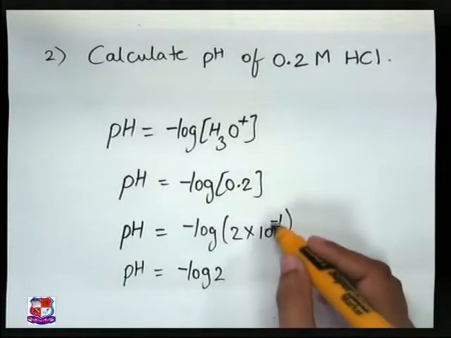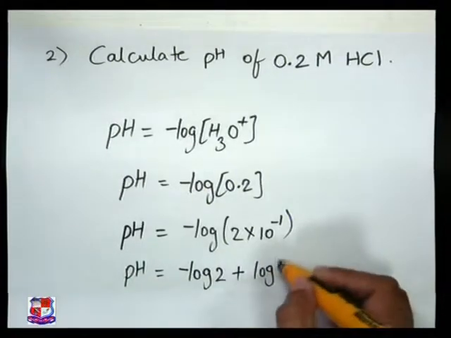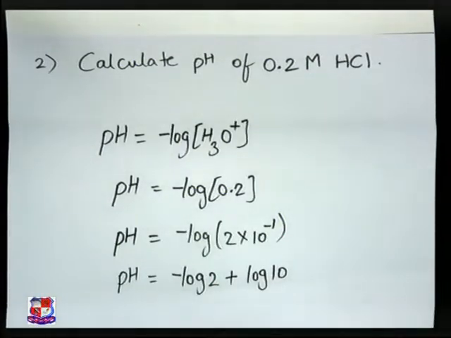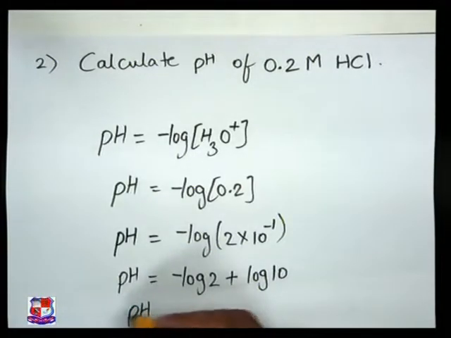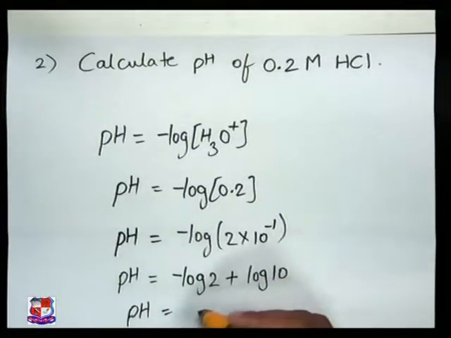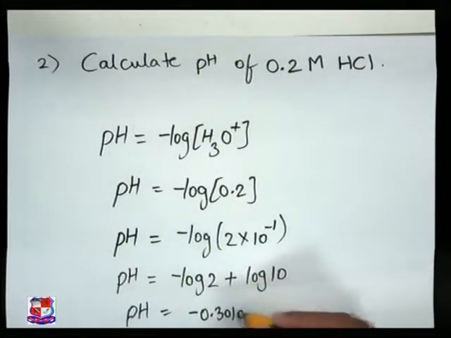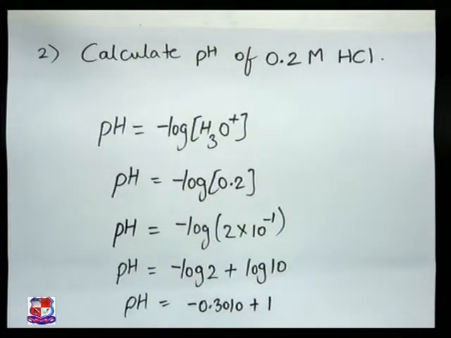Log 2 value, this minus becomes plus, so you can write down plus log 10 straight away. Log 10 is basically 1, so you can solve this. The value of log 2 is minus 0.3010 plus 1. And finally you can get the solution by solving this data. This is how the numerical is calculated whenever any concentration is given to you. And if the concentration is not given, then you have to find it out.